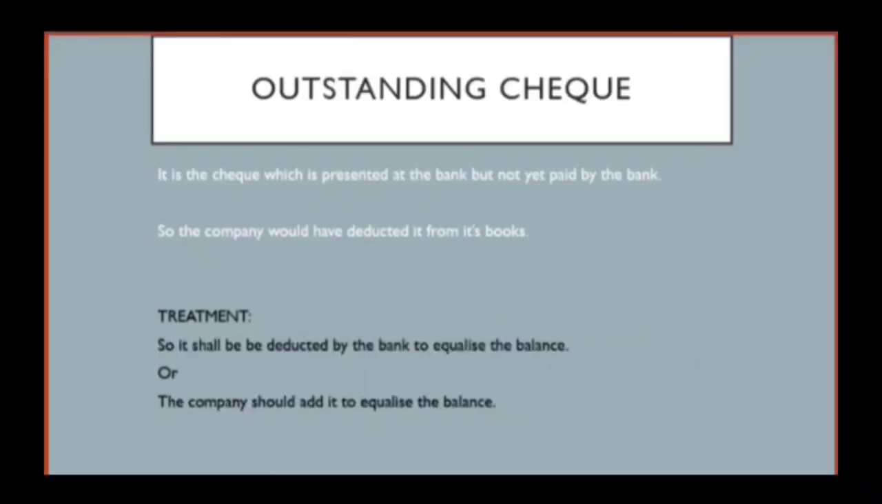Outstanding check. It is a check which is presented at the bank but not yet paid by the bank. So it is a little similar to an unpresented check but not the same as a whole. So the company would deduct this from its books. So what should be the treatment? If the company has deducted the same check from its books, the bank should do the same to equalize the balance, or the company should add it back to equalize the balance. Both can be conditions to get the equal balance.